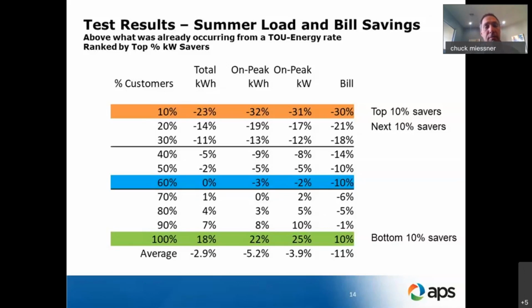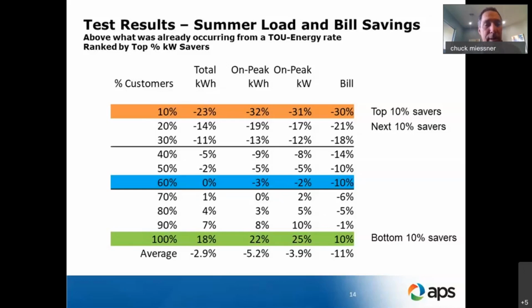We sorted this so the different rows go from the biggest savers to the biggest losers, if you will. None of our customers are losers, but in this trial we had some. The top row, for example, was the top 10% of customer savers, in the orange there. They reduced their summer monthly kilowatt-hour energy consumption by 23% compared to a time of use energy rate. They reduced their on-peak summer kilowatt-hour consumption by 32%, and their on-peak demand by 31%. And they reduced their bill by 30%.